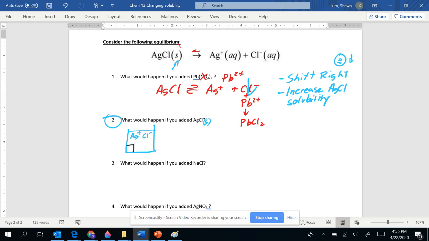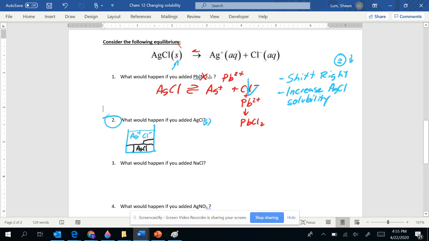You had some AgCl solid down here. So here's your AgCl solid. Now, if you threw in some more AgCl solid, it's just going to sink to the bottom and stay there. You're not going to have more dissolving or any of that kind of stuff. So it's a solid. If you added a solid into an equilibrium equation, it's not going to do anything.